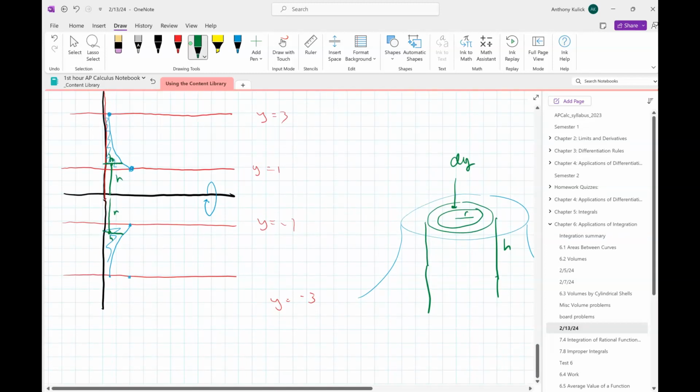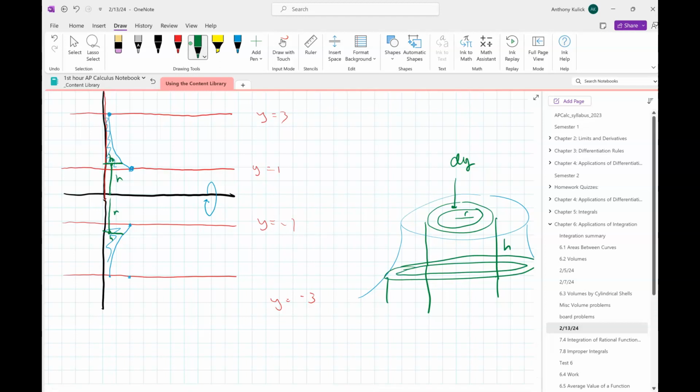But as the radius gets bigger, you get that cylinder, right? You're just kind of Russian nesting dolling it. The radius is always from the axis of rotation. So this is our axis of rotation, right? So it's always from that into the function.